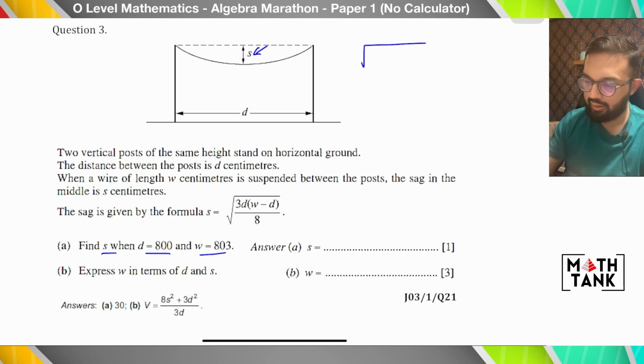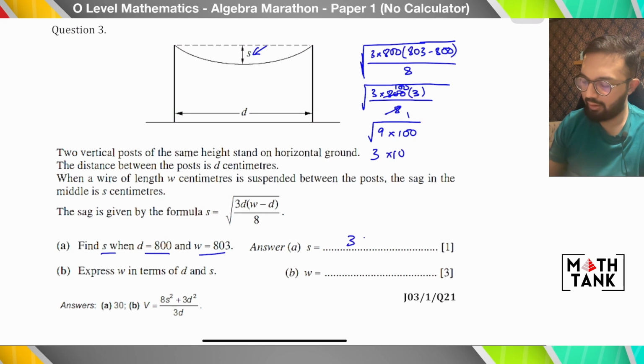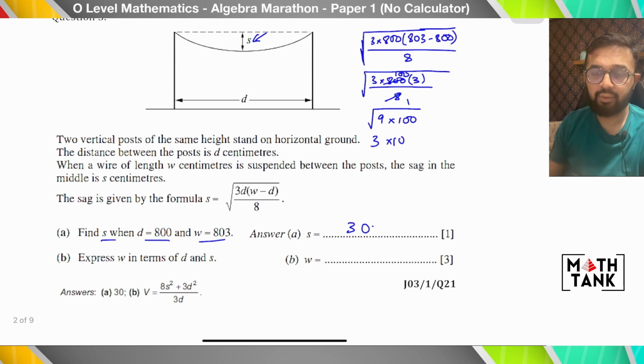So I'm getting 3 into 800 into 803 minus 800 over 8, and the entire thing is in a root. So I get 3 into 800 into another 3 divided by 8. So I can do this, and I can say that this is 9 into 100. I need to take a root, so the root of 9 is 3 and root of 100 is 10. So 3 into 10 gives me 30. It's a simple calculation question.